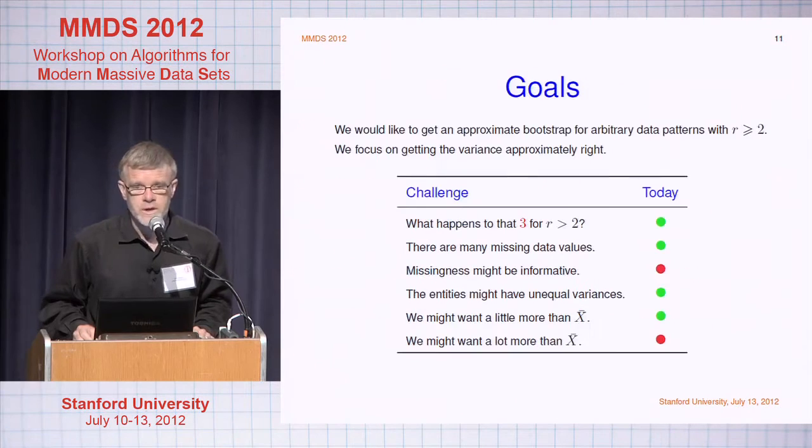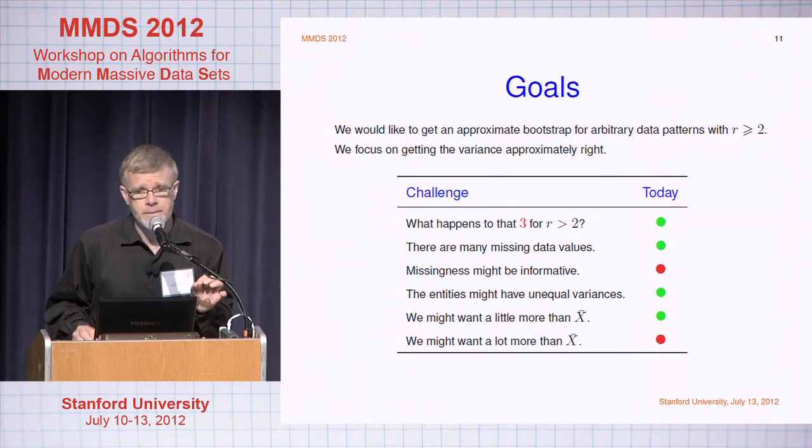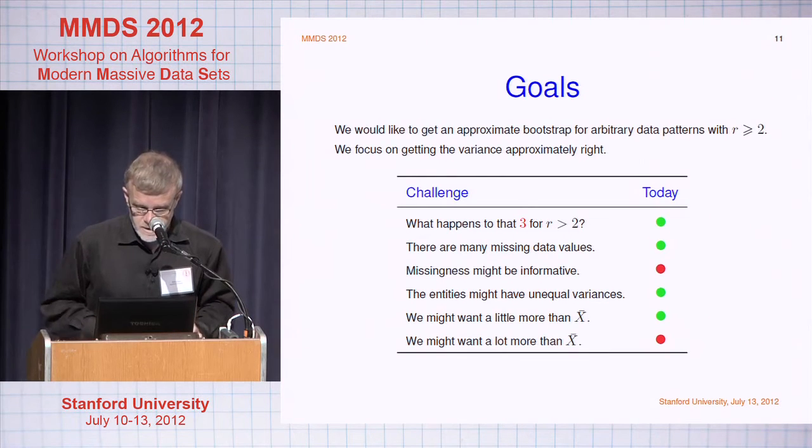Okay, so for the work I want to show you today, there are a few goals. What happens to that 3? Like if I go to a tensor data with three types of entities, what happens to that little red 3 of my conservatism? Well, it goes to 7. In general, it goes to 2 to the r minus 1. So if you have a 4-way tensor, you're 15 times as conservative on the very highest level interaction. But you're never underestimating.